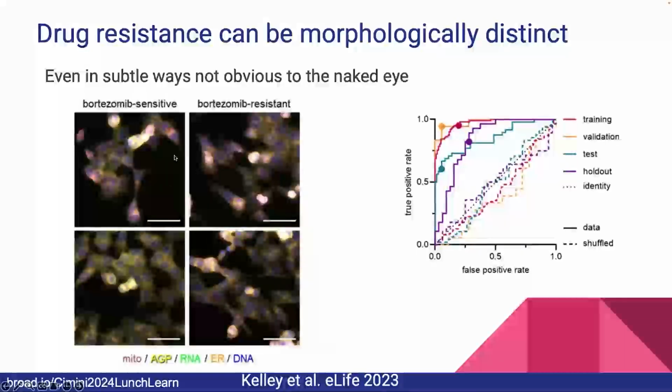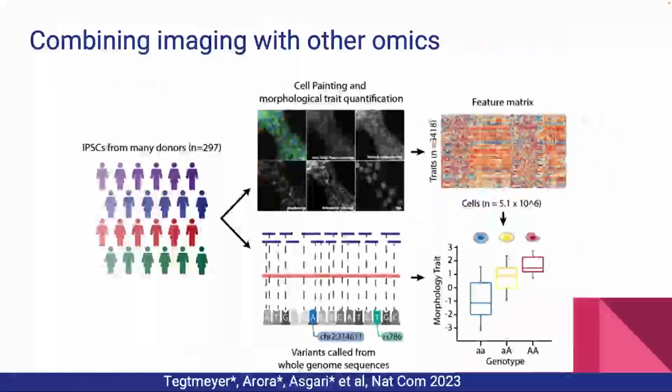I can't unscramble these drug sensitive versus drug resistant cells myself at all, but CellProfiler can, based on cell painting features. You can obviously imagine why it might be useful to be able to tell, for lots of different drugs at once, if cells are resistant to them. You can obviously see the benefit there.